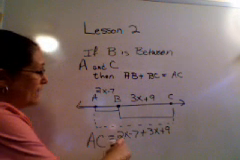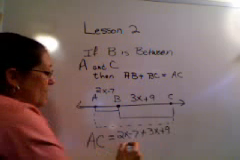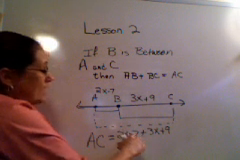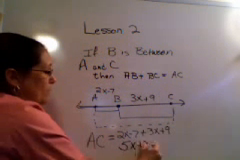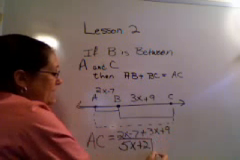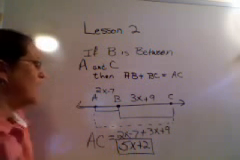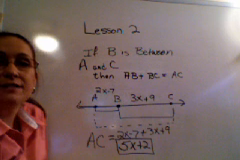So you can combine like terms. 2x and 3x is 5x. Negative 7 and a positive 9 is positive 2. So the length of AC, or the distance between point A and point C, is 5x plus 2.